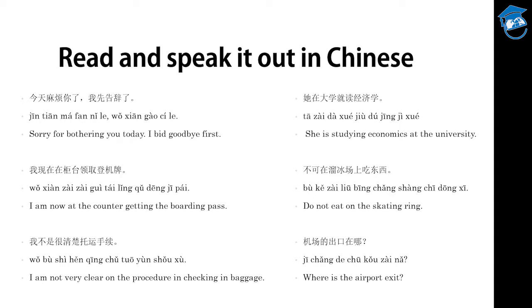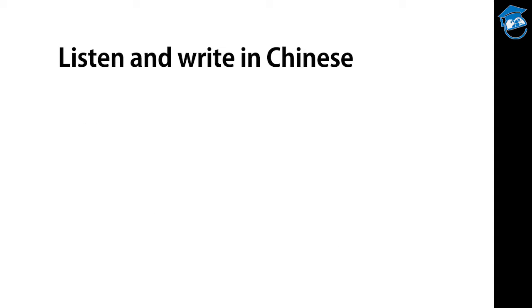So it just means exit. Alright, and then 在哪 is like at where. So indirect translation, 机场出口在哪 is just to say the airport exit is at where. Okay, very straightforward one. So that's the end of reading and speaking. Let's go to listening and writing in Chinese. Okay, I will read out in Chinese, and please listen to it and also write it out.